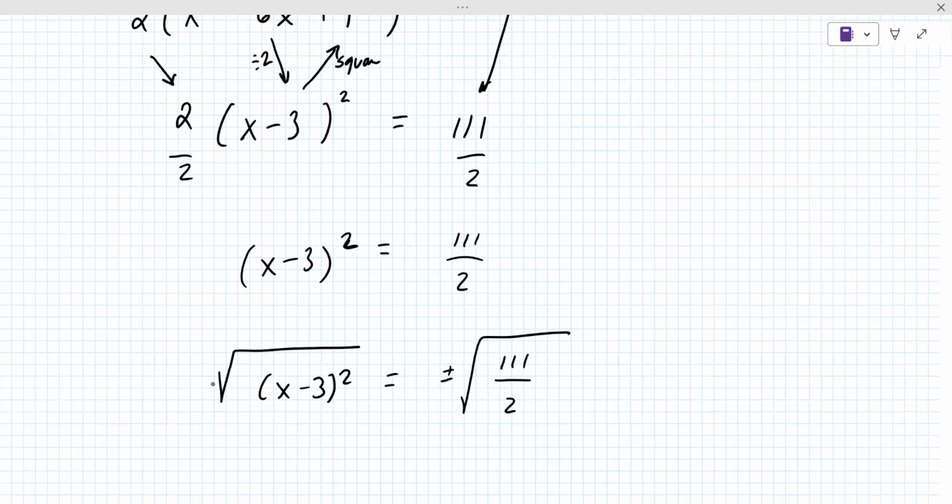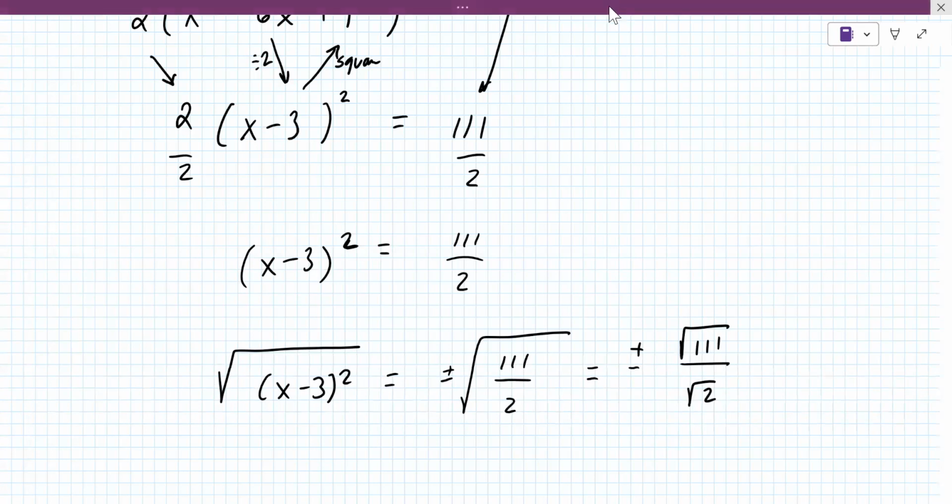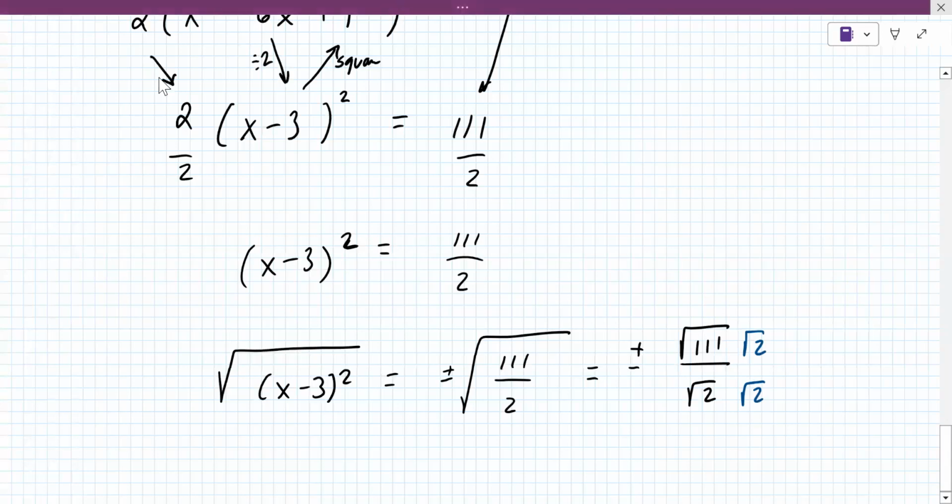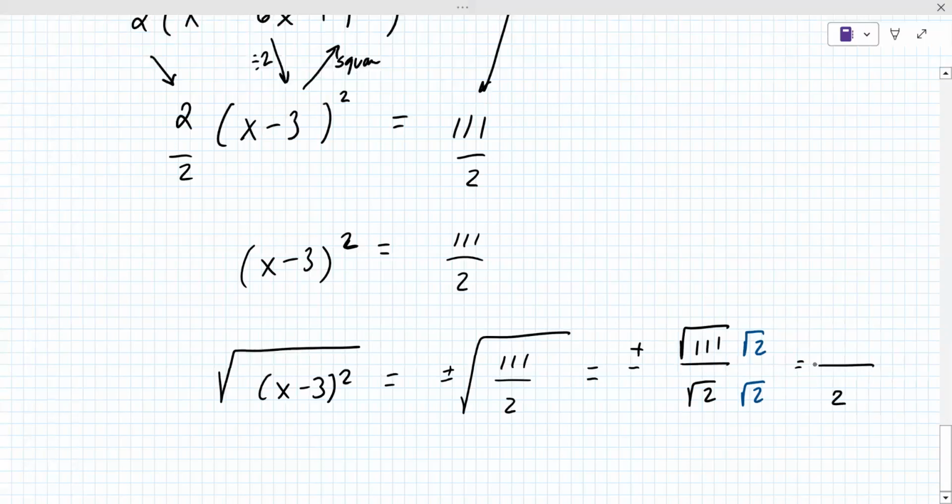Now, have you guys talked about rationalizing the denominator at all? And I can show you. Okay, let me keep going on this a little bit. So you can take the square root of the top and the square root of the bottom. What I mean by rationalizing the denominator is getting rid of the square root in the denominator. So to do that, you multiply the top and bottom by the square root of 2. You get 2 on the bottom. That's right. And then the square root of 222. Yes.